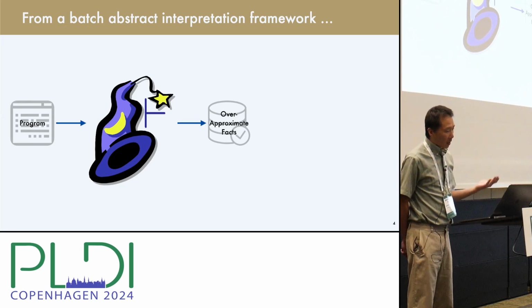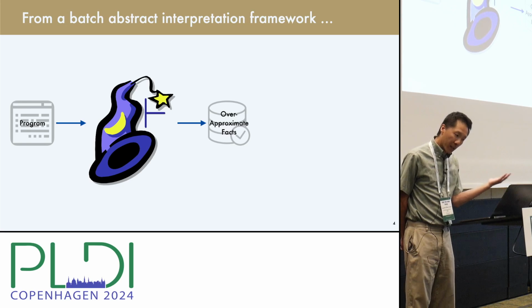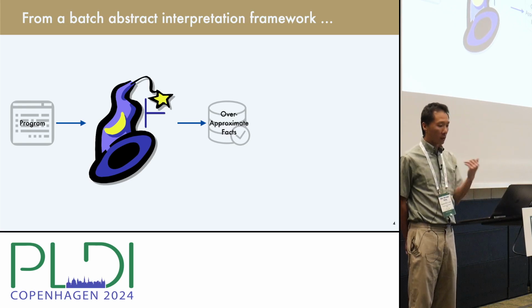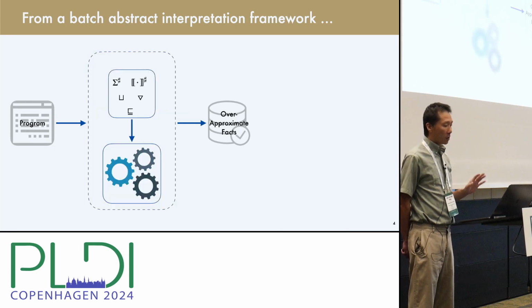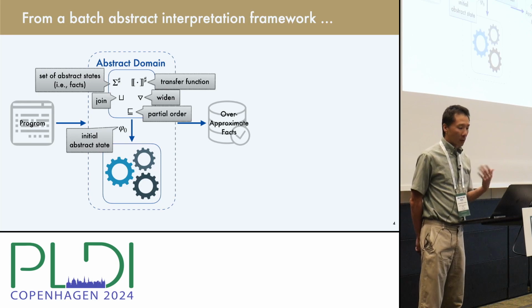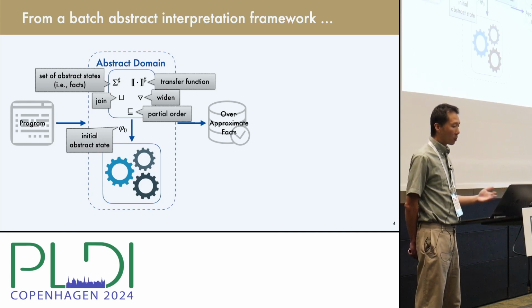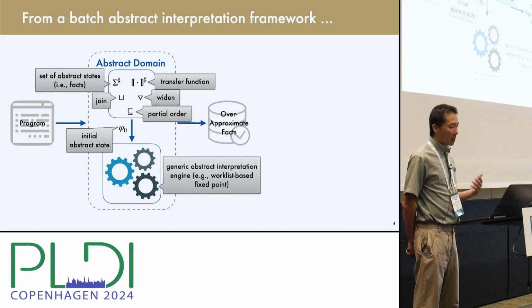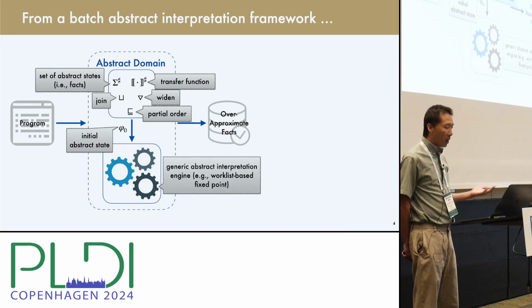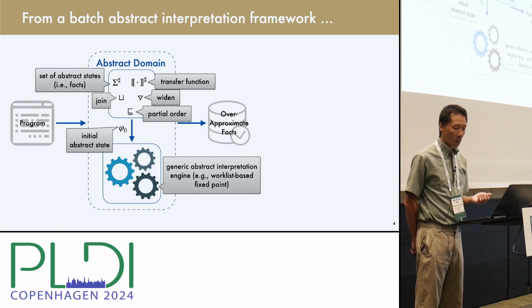So let me unpack what a static analyzer often looks like today. Behind the magic that takes a program and produces an over-approximate set of facts, there are usually two parts. One is the abstract domain, which assigns the set of abstract states or facts you care about, and operations over it, like transfer functions, join, widen, and so forth. The other is a very generic abstract interpretation engine, for example using the standard worklist-based fixed-point algorithm.